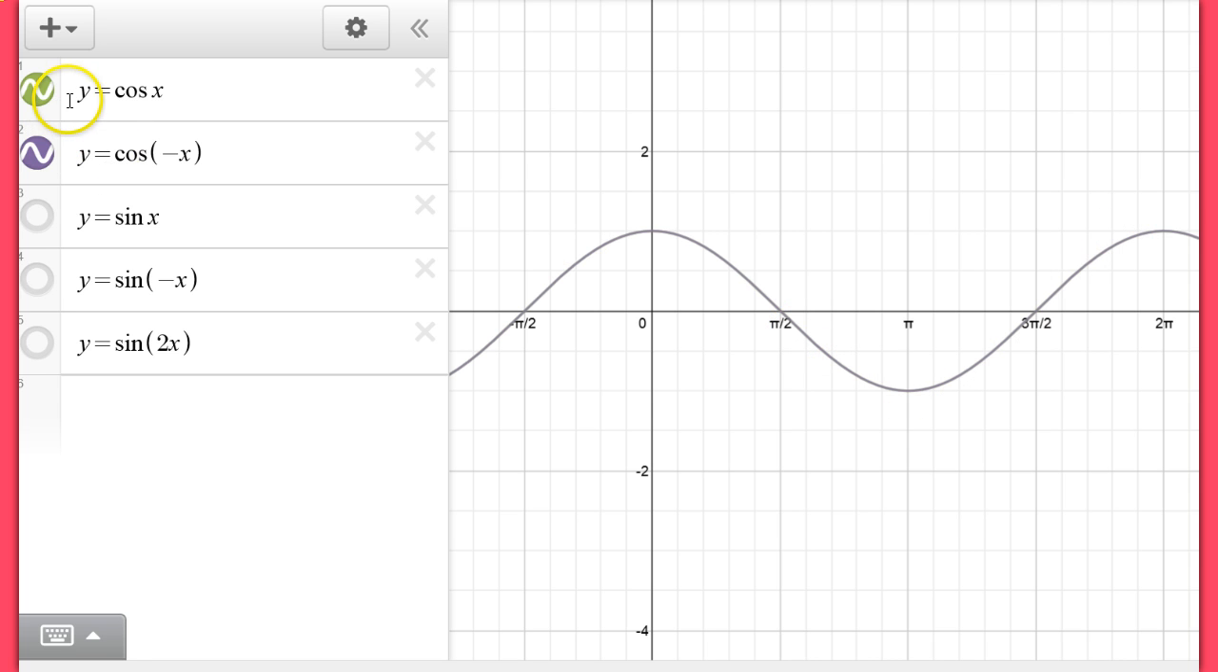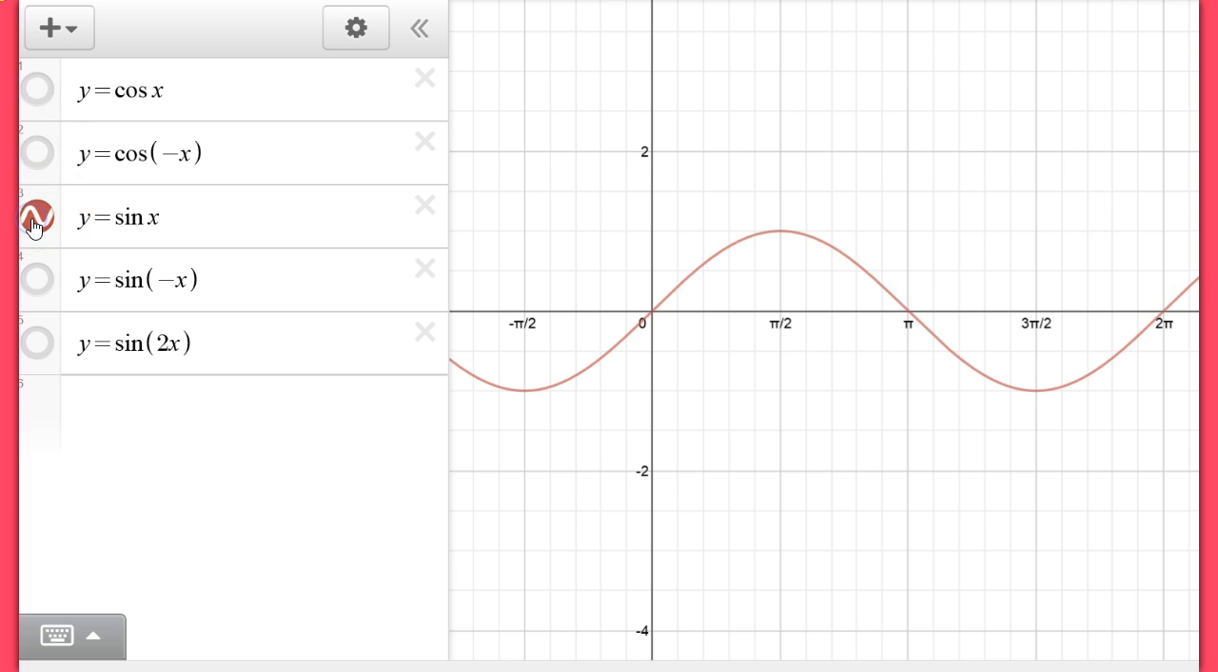And that's because this goes back to the opposite angle identities that we talked about in our previous lesson. The cosine of x is equal to the cosine of the opposite of x, so there shouldn't be any change in the way the graph looks, okay? So again, the cosine of x is equal to the cosine of -x. It just goes back to our opposite angle identities.